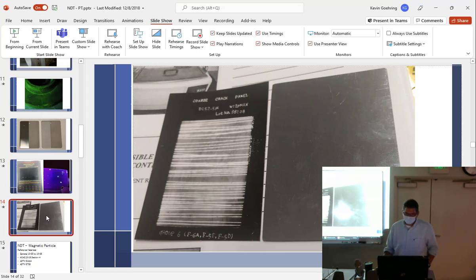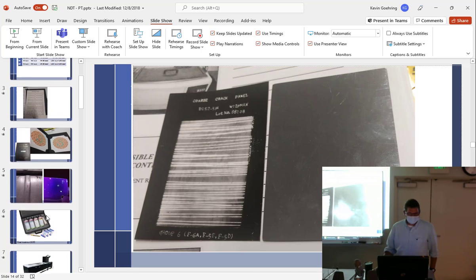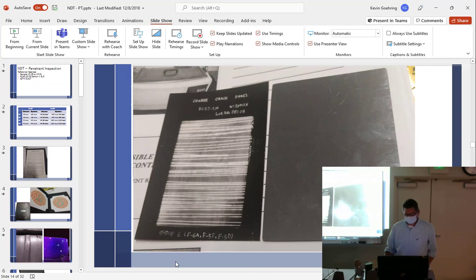Let me see what else we have. There's other ones. I think that was an X-ray one or something. Yeah, I don't have very many good pictures there.